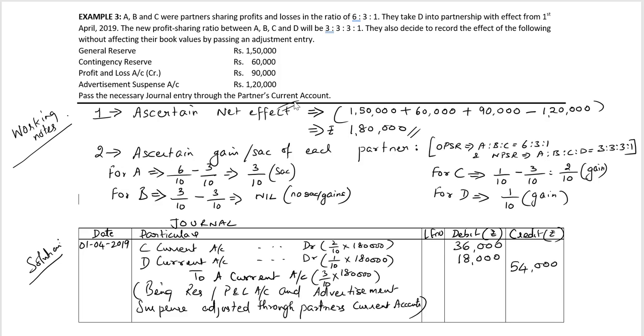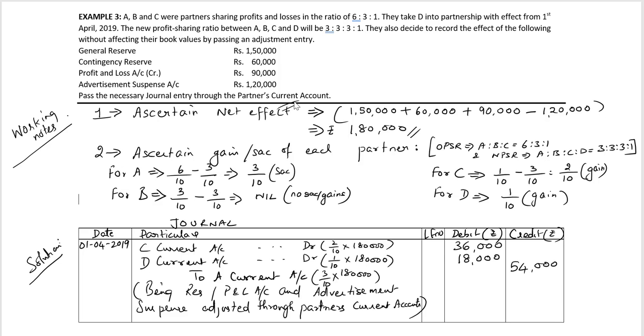So this is the answer for the third example where we've used the second method to solve the problem. We need to ascertain the net effect. First step, ascertain the net effect; second step, ascertain the gain and sacrifice of each partner. Where there is a positive net effect, we will debit the gaining partner and credit the sacrificing partner. And where there is a negative net effect, we will debit the sacrificing partner and credit the gaining partners. The amount to be debited or credited will be equal to the amount of the net effect multiplied by the share of gain or the share of sacrifice of each partner.